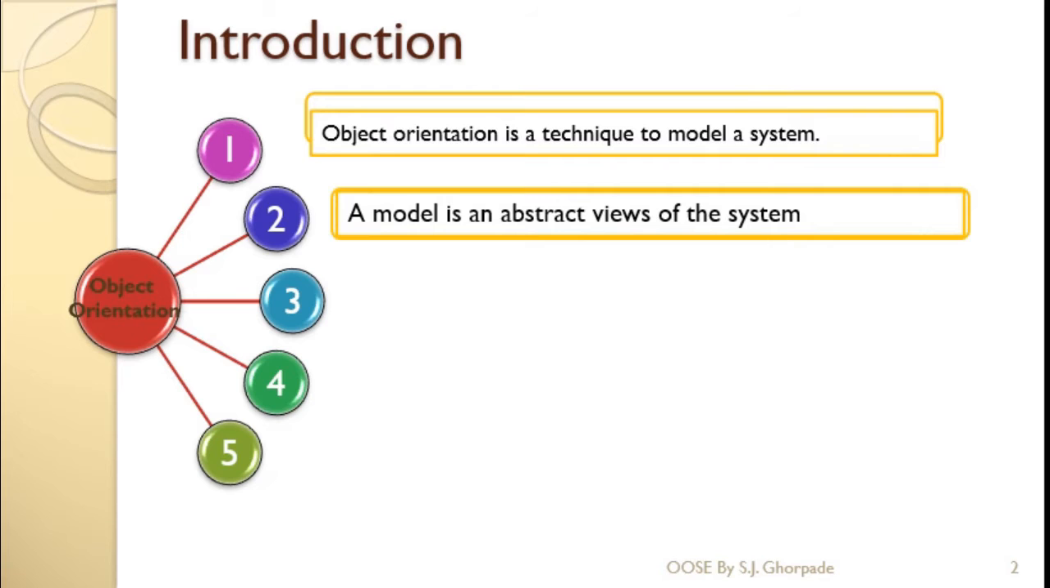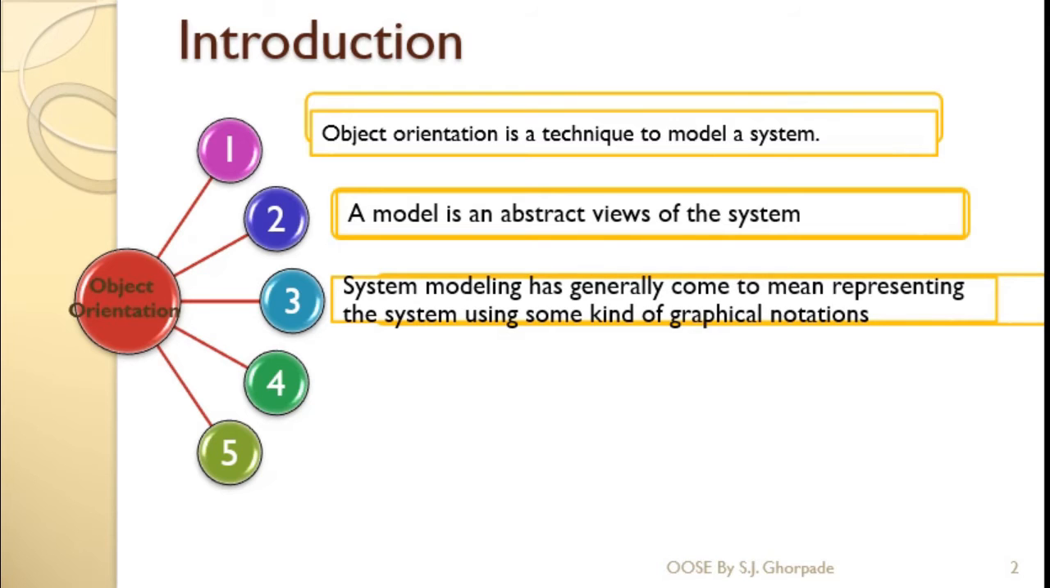A model is an abstract view of the system. In brief, we can represent a software system, that is nothing but creating a model for a software system. System modeling has generally come to mean representing the system using some kind of graphical notations.